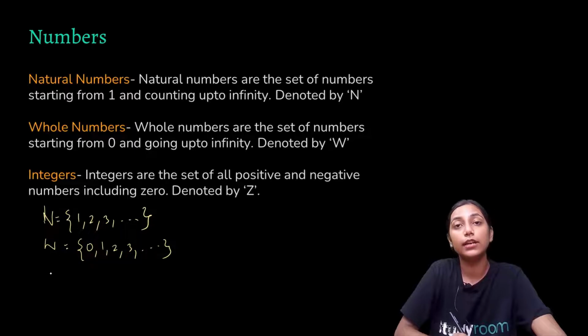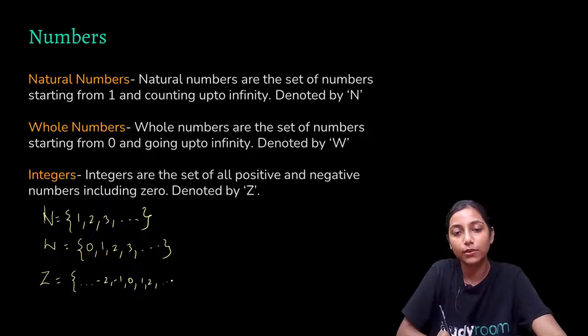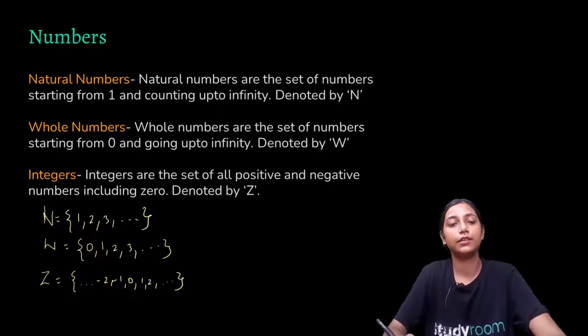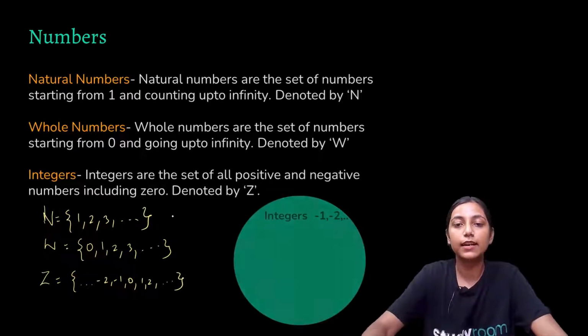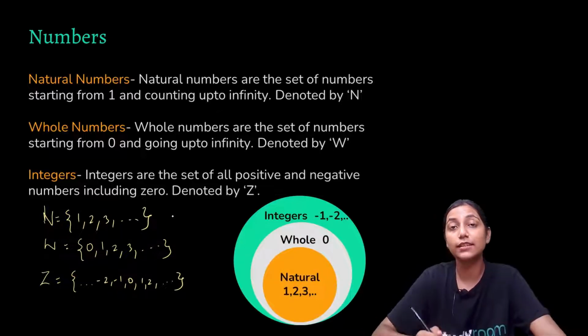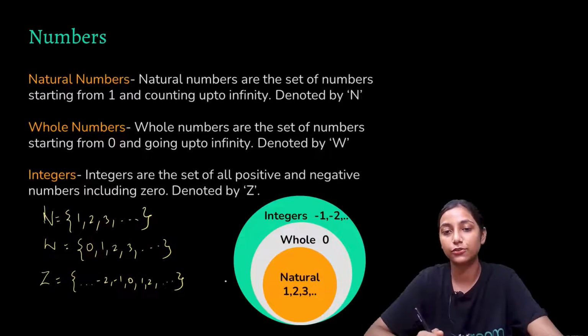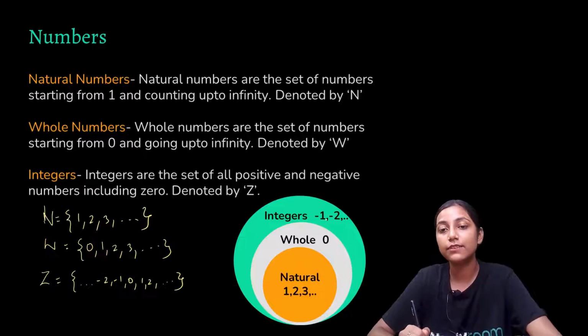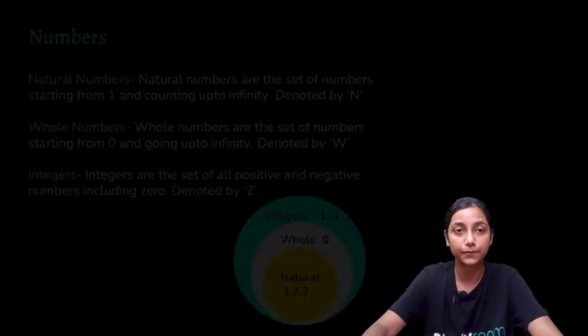Then we studied about integers that are denoted by capital Z and they include all the negative numbers, 0, as well as the positive numbers, and they go till infinity in both the signs. From this picture you can see that if we add 0 to the natural numbers, we'll get whole numbers. And if we add these negative numbers -1, -2, -3 and so on to the whole numbers, we will get integers.